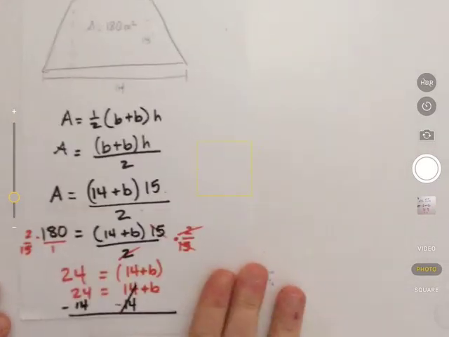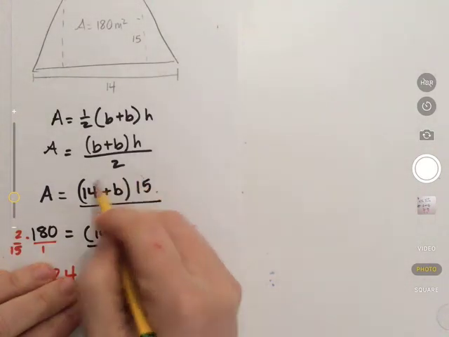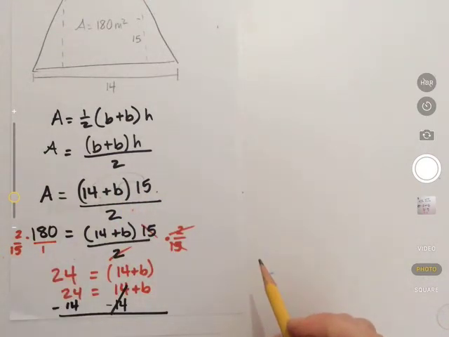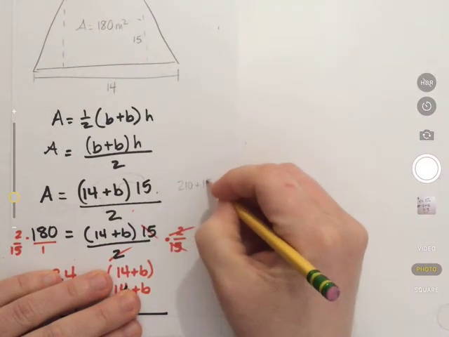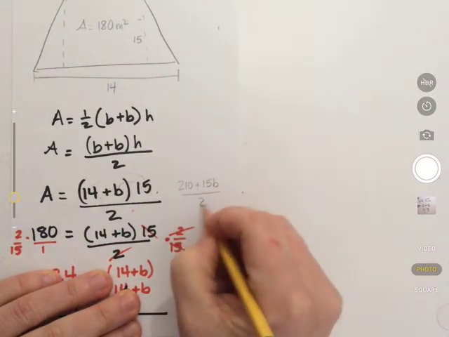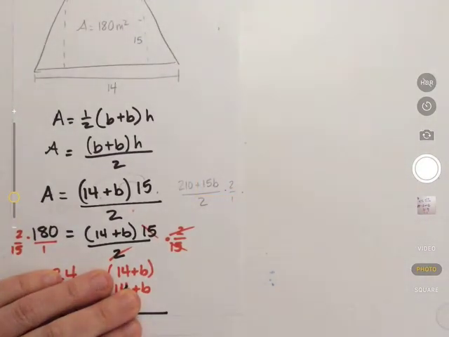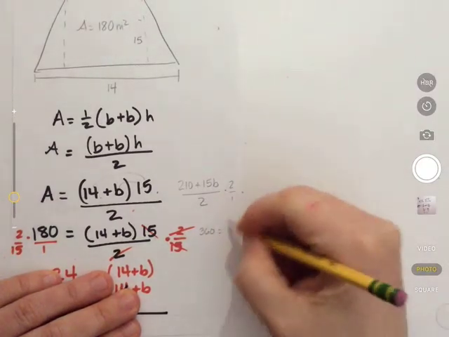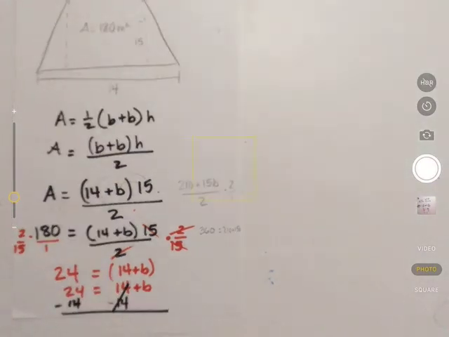Now, the other way you could do this is with a little distributing. So you could distribute this 15 through, and you would get 210 plus 15b over 2. And then you would multiply both sides by 2. So you would get 360 equals 210 plus 15b. And from there you would continue it on.